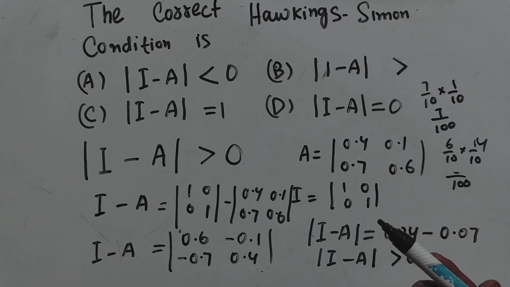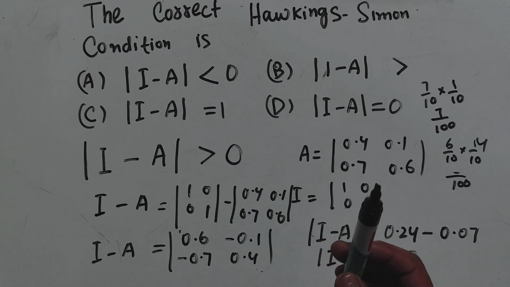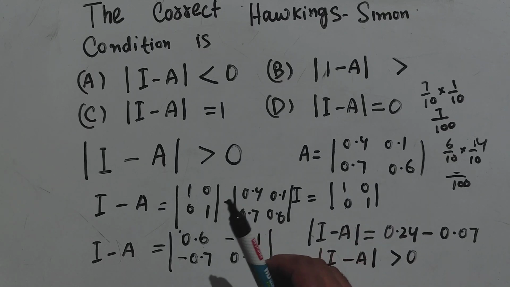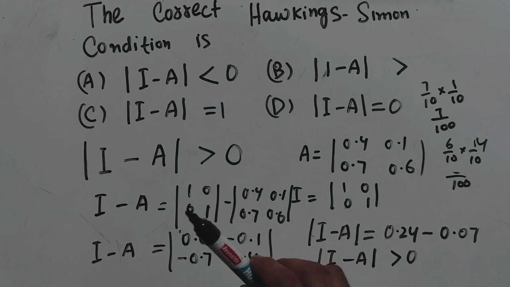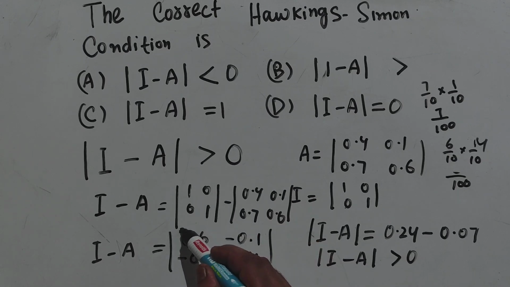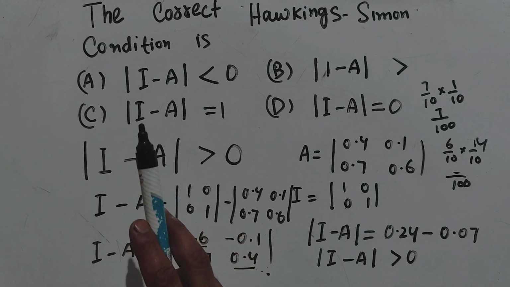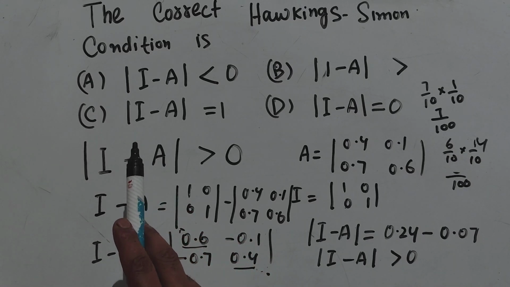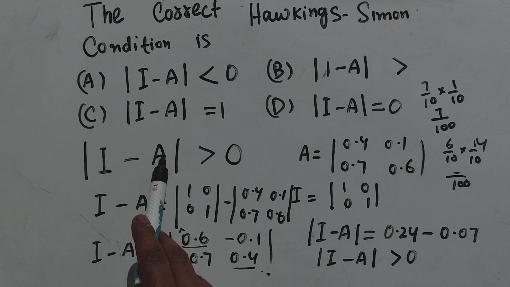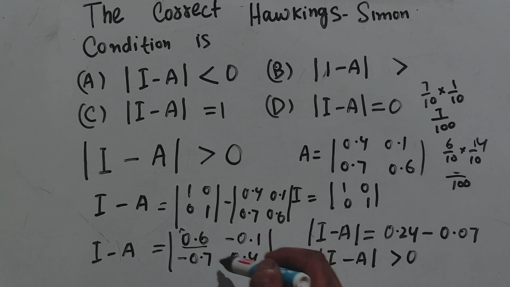Second condition is that we should have positive principal diagonal elements. These are called the principal diagonal elements, and that should be positive. Here we got it positive, it is also positive. So these are the two conditions. First is that we should get the positive determinant of this I minus A matrix, and the principal diagonal elements of I minus A should be positive.